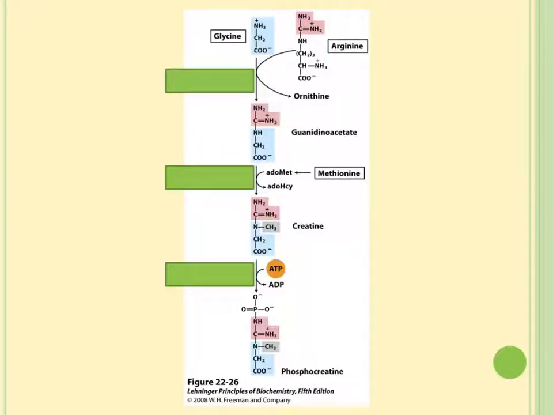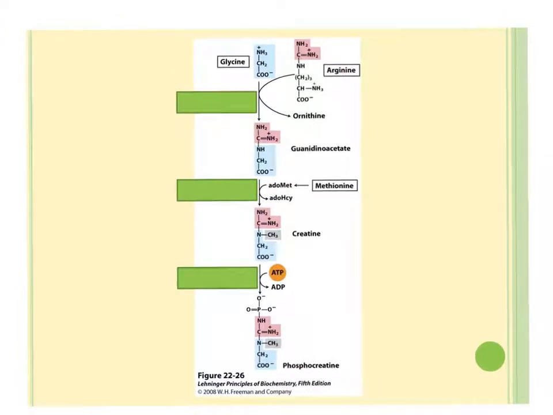So here we go. You see we have glycine and arginine. This first enzyme in this pathway will yield guanidinoacetate and ornithine. What can ornithine go on and do? Urea cycle. Or in theory, it could also go on to make more arginine if you needed. But yes, urea cycle.